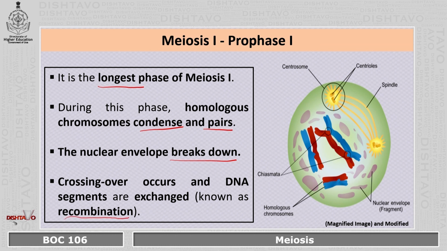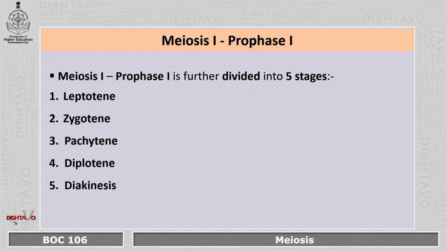This is the figure which shows that the homologous chromosomes have condensed and are paired. The nuclear envelope is degenerating, that is, it is in the form of fragments, and the chiasma is shown. Prophase 1 is further divided into 5 stages: leptotene, zygotene, pachytene, diplotene, and diakinesis.